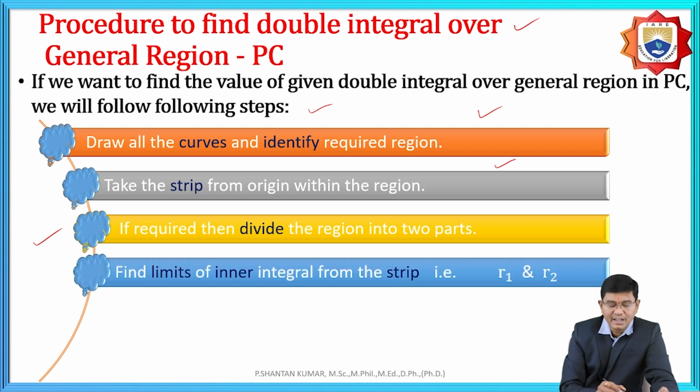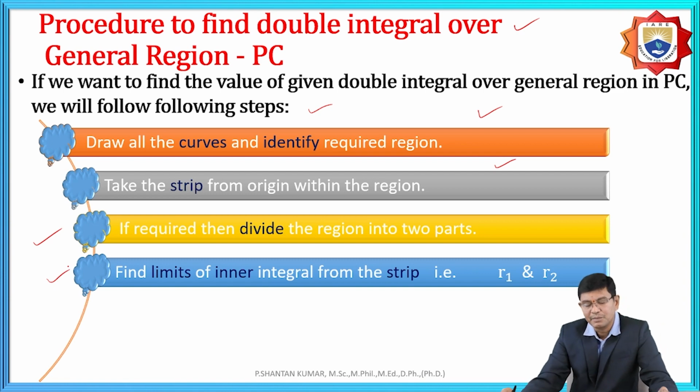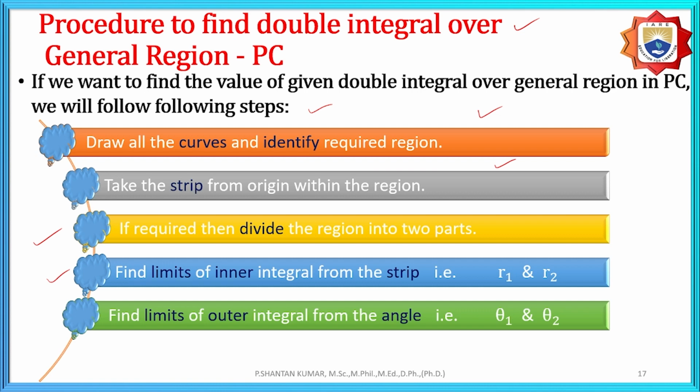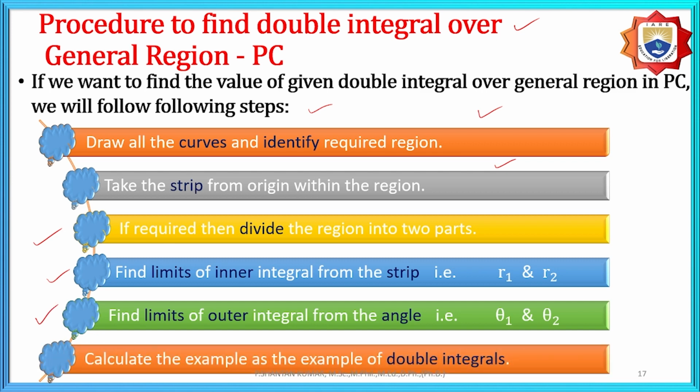Similarly, find the limits of the inner integral along the strip, that is r1 and r2. That means after drawing the diagram, we need to understand properly what the region is bounded by the inner part and the outer part. Similarly, we need to find the angle from the inner part to the outer part, that is theta 1 and theta 2. After finding the limits, we calculate the examples of the double integral. These are the steps we need to follow whenever limits are given under double integration in polar coordinates. This is the concept.